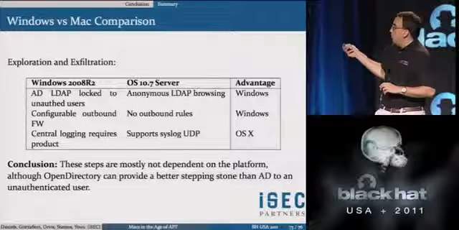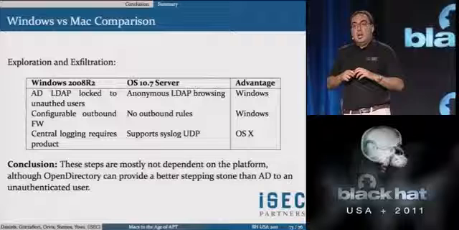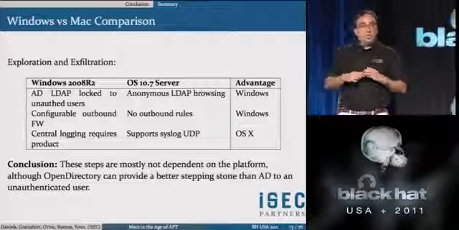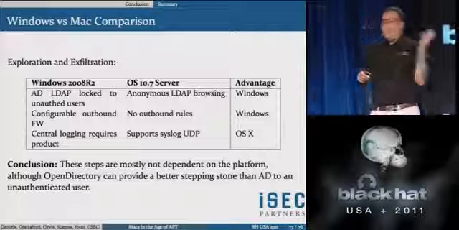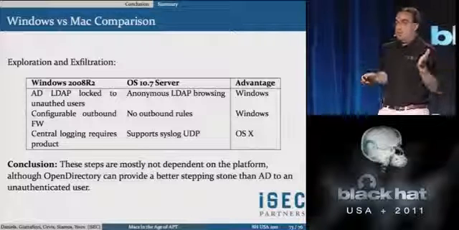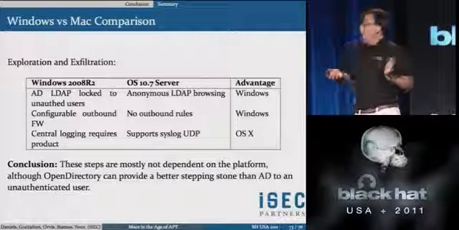And from an exfiltration standpoint, again, pretty much the same. The only difference here is, Windows has the ability to centrally set up outbound firewall rules so that you can make it difficult for things to talk off the box unless they're in the kernel. That being said, I've never actually seen that deployed in an enterprise. But in theory, you could do that.